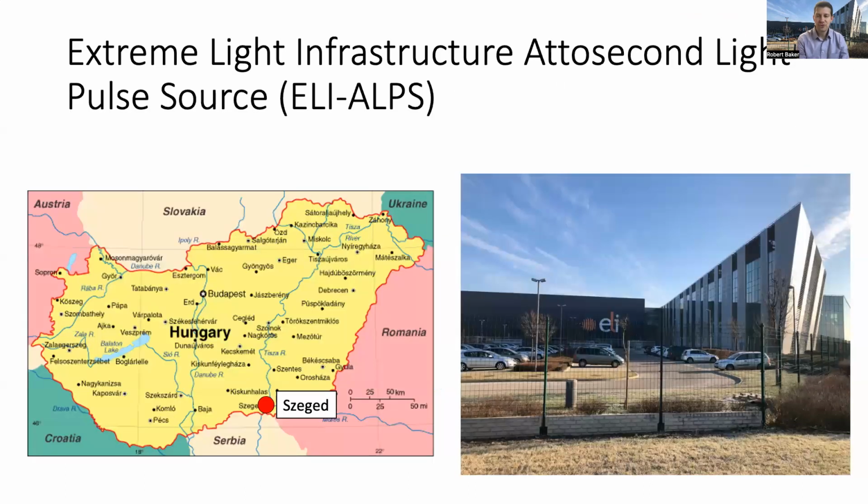The Extreme Light Infrastructure Attosecond Light Pulse Source, or ELI ALPS, is located in Szeged, Hungary. It is part of the larger ELI European Research Infrastructure Consortium. This facility opens the door to new frontiers in chemistry and physics by providing access to light sources capable of observing ultrafast attosecond and femtosecond processes.